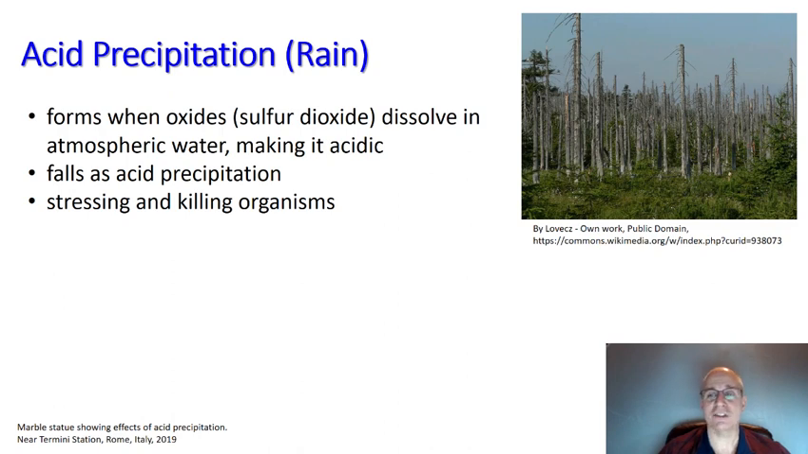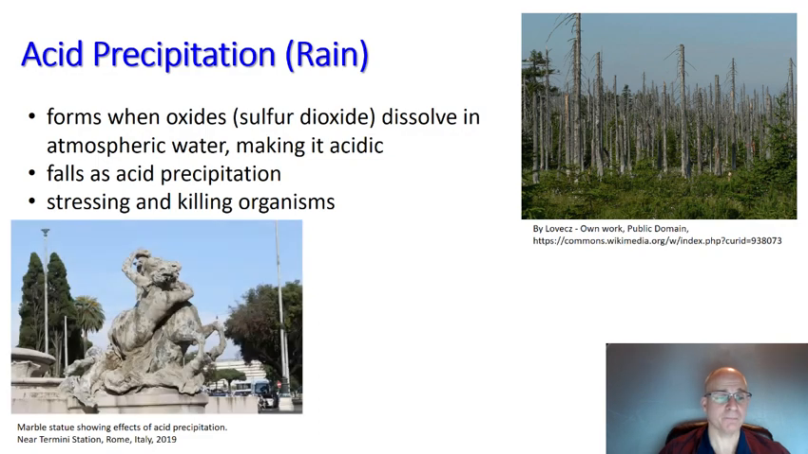In this photograph that you see here, these are actually pine trees, which you may remember from lab number 2, which are gymnosperms, and they were killed as a result of the soil being too acidic from this acid precipitation. This is a picture of a marble statue taken in Rome, Italy, near the Termini station. Over the years, the acids in the precipitation have actually broken down some of the marble, so it's losing some of its definition there.